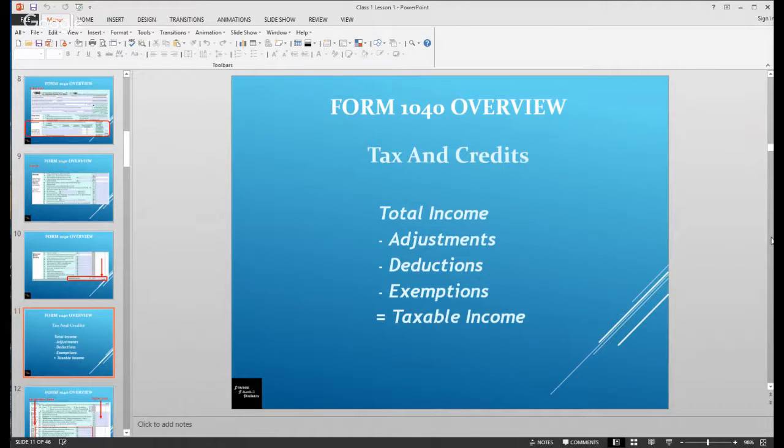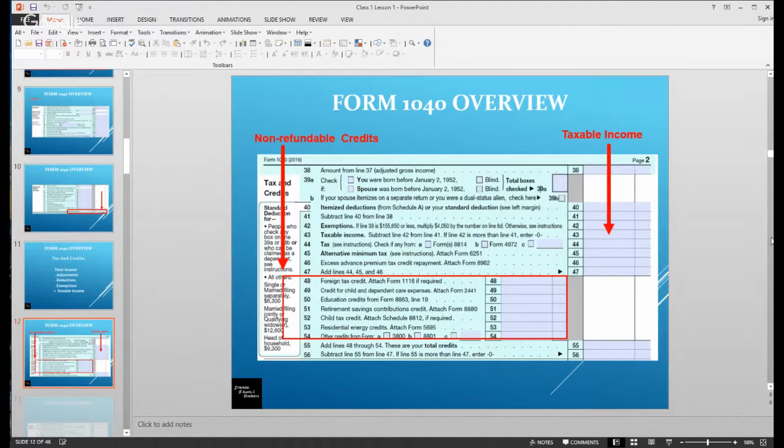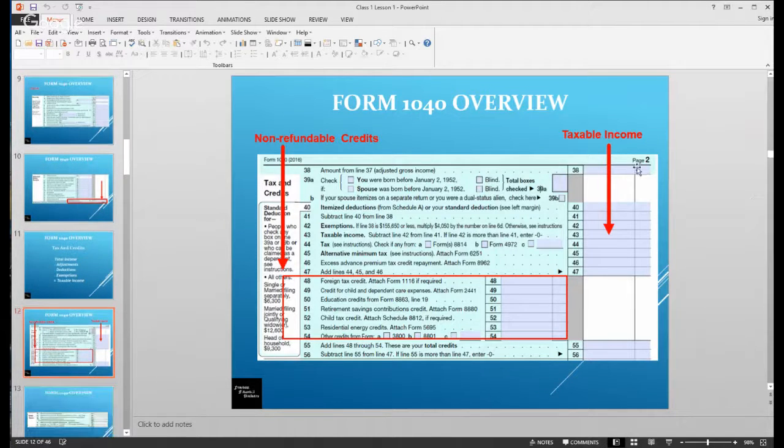So the second page is going to include your tax and credits. We're going to look at the adjustments and the deductions and the exemptions in order to determine what your taxable income will be. So here at the top of the back, line 38, you would simply bring that over from line 37, which is your adjusted gross income. And then here you would indicate whether you have a Schedule A or whether you're using a standard deduction up here in this upfront section. You would calculate your exemptions. You would subtract that to get your taxable income.